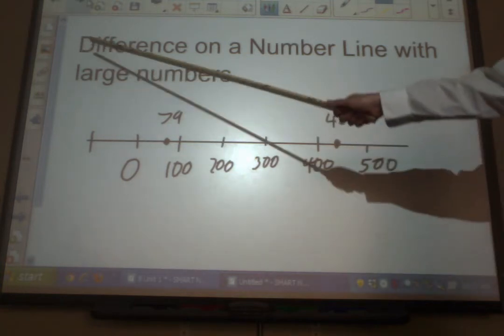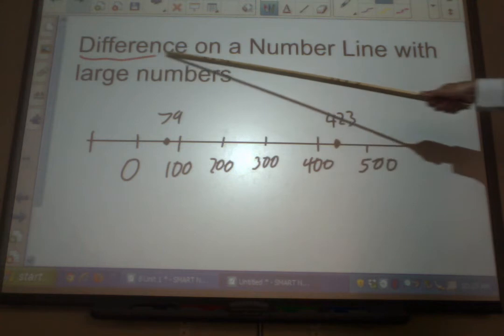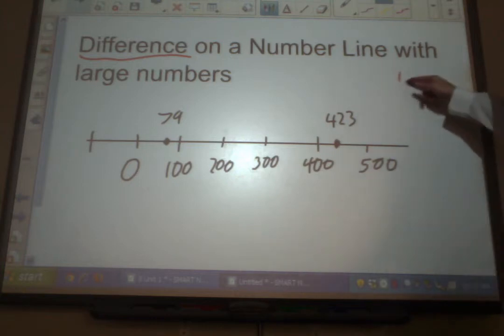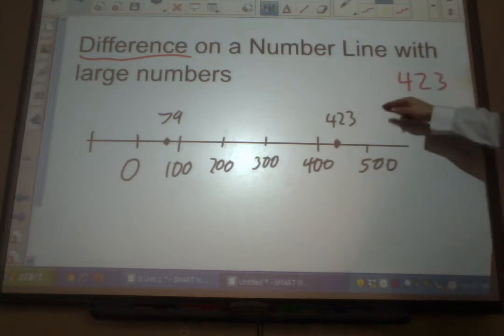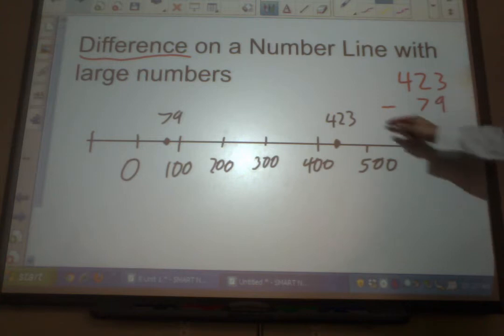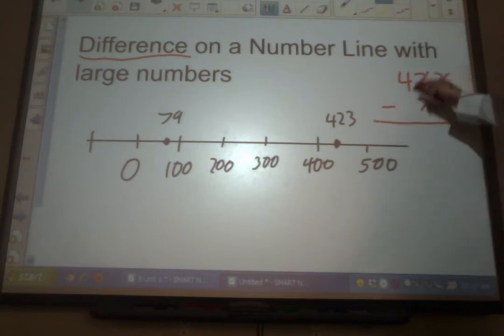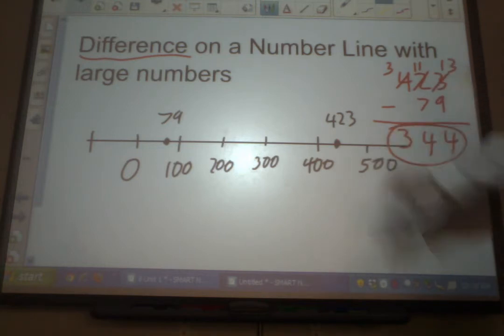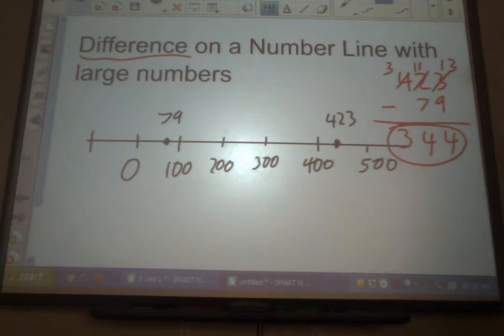The answer is right in the question. We are finding the difference between these two. Difference is a word that any good third grade math student could tell you means subtract. It always means subtract. Okay? So to find the difference here, we'll just take 423 minus 79. We've got to borrow a couple times. That's no problem for us. And we end up getting 344. So the distance, or the difference, between those 2 points is 344.